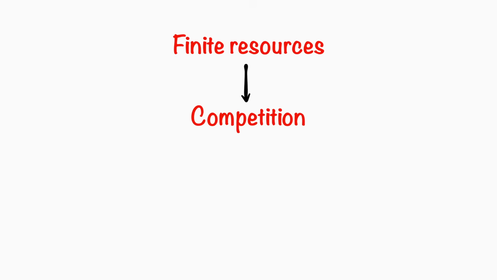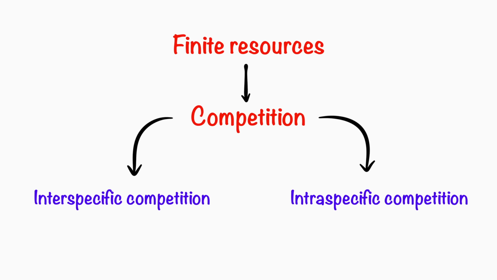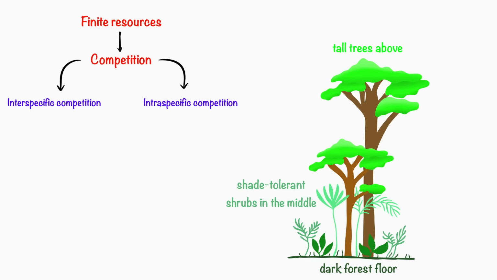Since resources are finite in any environment, organisms must compete for them continuously. This competition for resources for survival occurs both within species, also known as intraspecific competition, and between different species, which is known as interspecific competition. In forest ecosystems, trees compete intensely for sunlight, extending their branches and leaves to capture maximum light energy. This competition creates a layered structure of forests with tall trees above, shade-tolerant shrubs in the middle, and specially adapted plants growing on the dark forest floor.